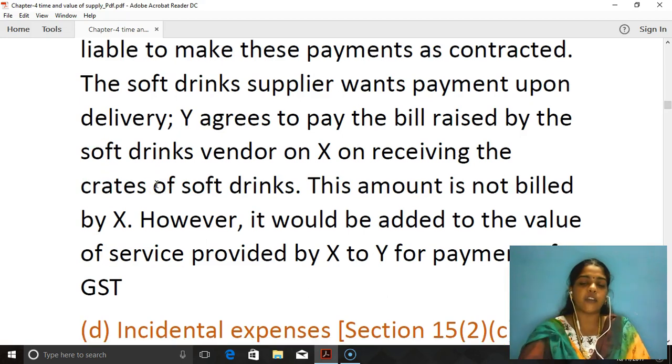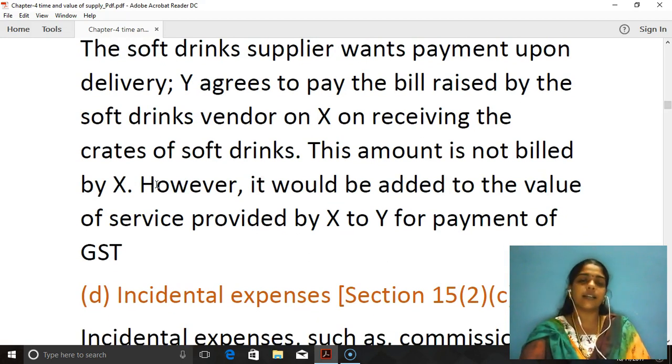But still, the value of the soft drinks would be included in the final bill as if Mr. X had incurred it. Had Mr. X incurred it, he would have included it in the final bill. So assuming that situation, it should be added to the value of the service provided by X to Y for payment of GST. For the payment of GST, the value of the soft drinks provided, though the bill had already been settled, should be added to the value so that GST would be paid on that value, including the value of soft drinks.